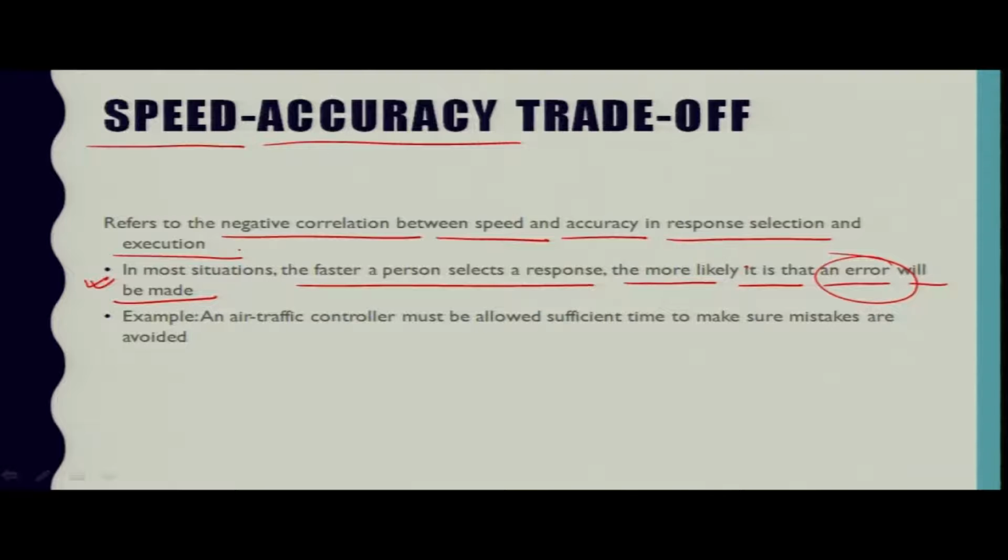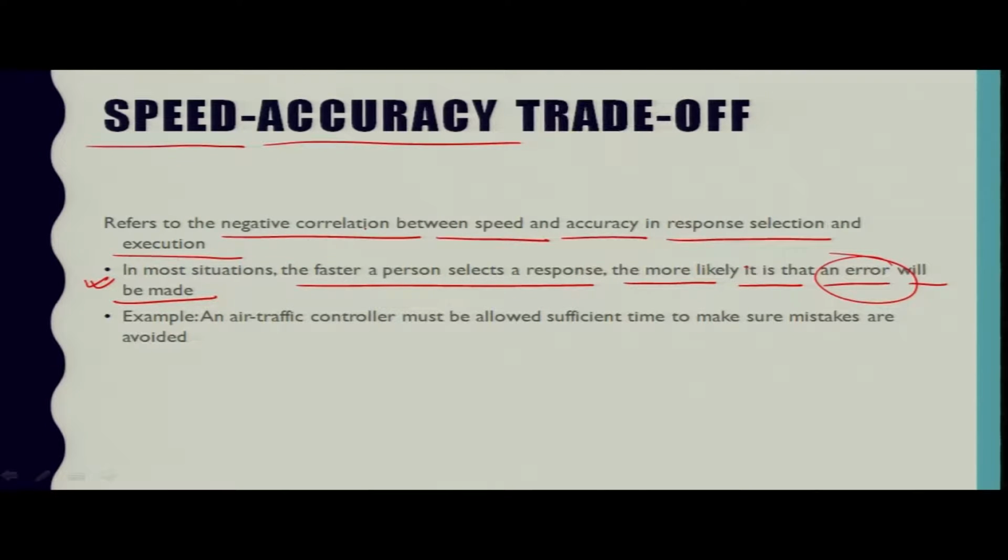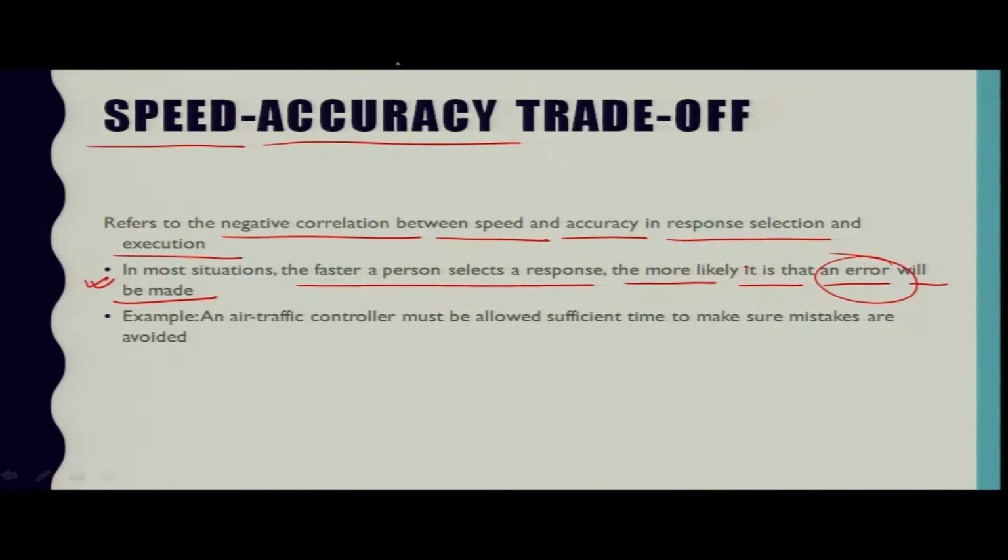So in between this speed and accuracy, proper balance should be achieved between these two performance measures for the given response situations. So if very high accuracy is required in a particular application, then enough time must be given to the person, the person should be allowed to select the correct response.